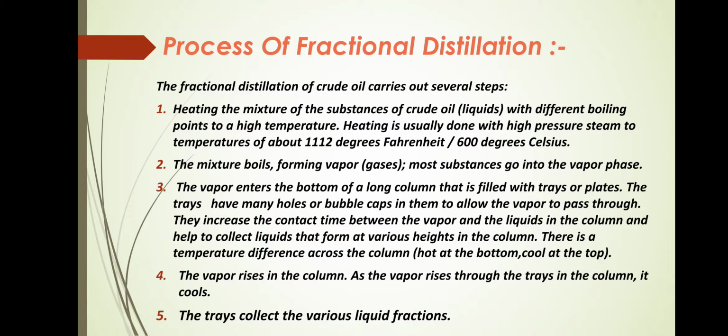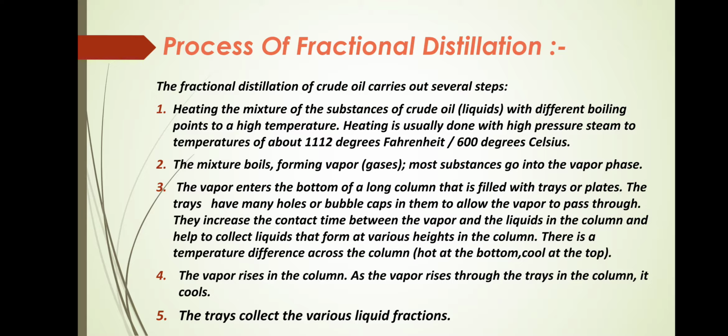Third, the vapor enters the bottom of a long column that is filled with trays or plates. The trays have many holes or bubble caps in them to allow the vapor to pass through. They increase the contact time between the vapor and the liquid in the column and help to collect liquids that form at various heights in the column. Fourth, there is a temperature difference across the column. The vapor rises in the column. As the vapor rises through the trays in the column, it cools.